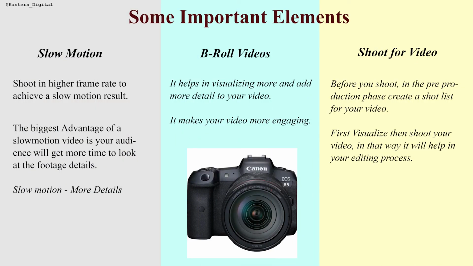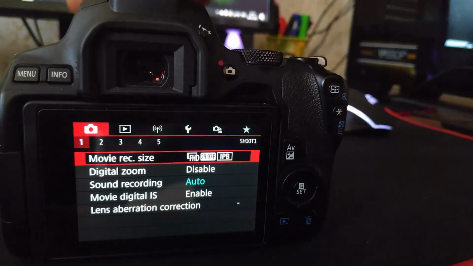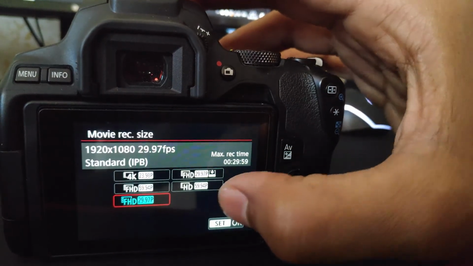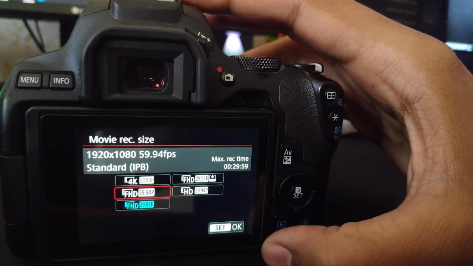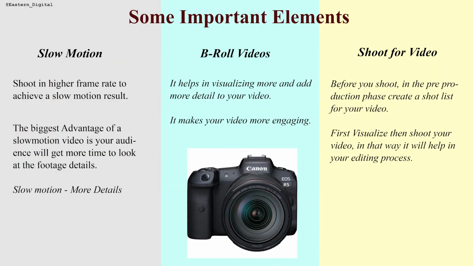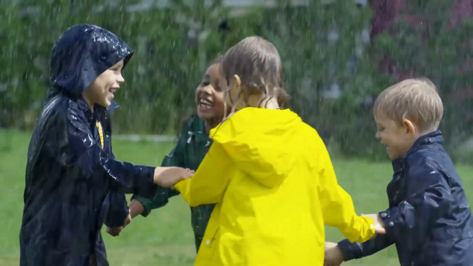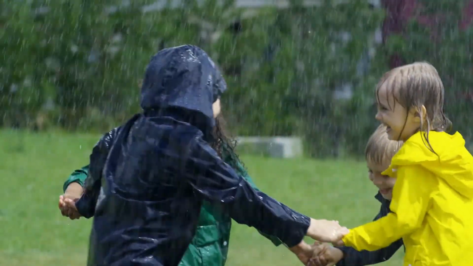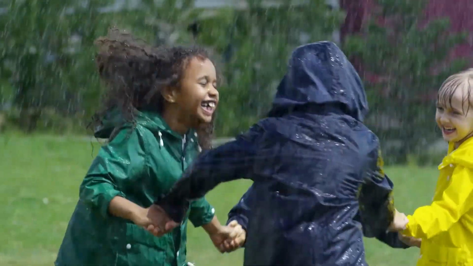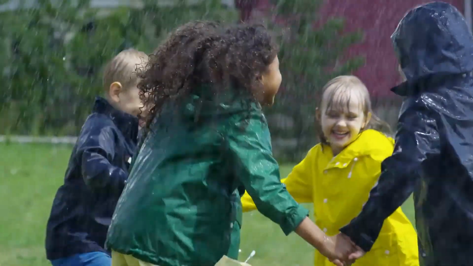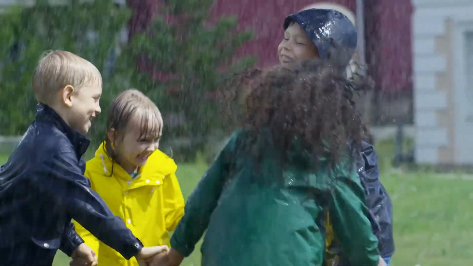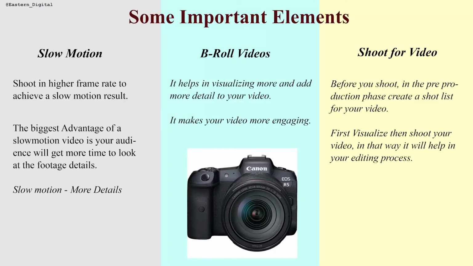By shooting at a higher frame rate, you will be able to get a good slow motion in your post-production or the editing process. I recommend you shoot at least at 60 fps to get good slow motion footage without any lags. The biggest advantage of slow motion video is that your audience will get more time to look at the details of the video. Mostly the action scenes are shown in slow motion so that the audience can grab more details out of that.